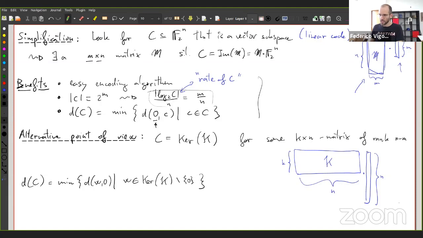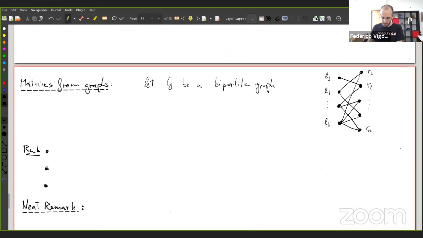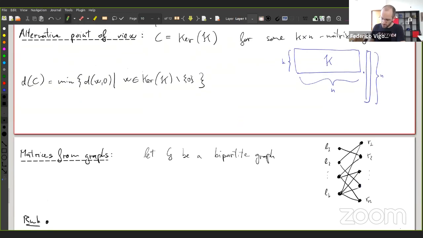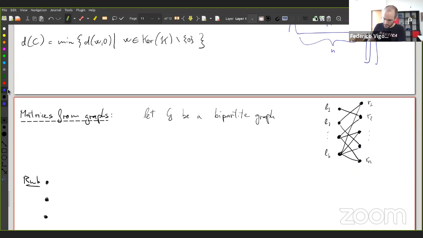And now the link between graphs and matrices is given. That is, we're looking for a k times N matrix, and we can find such a matrix if we're given a bipartite graph. That is, we have a graph that has two sets of vertices, so that there are no edges within those two sets. And one of these sets, let me call it V_L, has k vertices. So the cardinality of V_L is equal to k, and the cardinality of V_R on the right is equal to N.